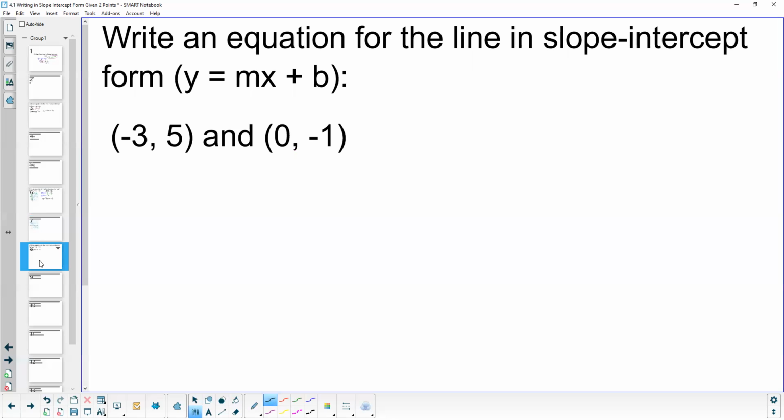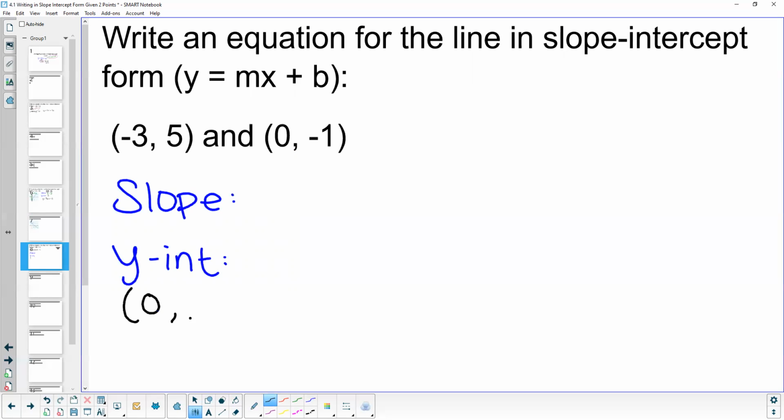Well, there's a couple of different ways that we can look at it, and it really depends on the points. If we're given 2 points, we need to find our slope and we need to find our y-intercept. Now, when it comes to finding our y-intercept, remember our y-intercept is when our x value is 0. So that means it's always going to be in the form 0, something.